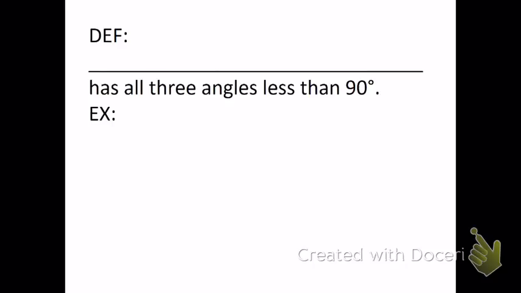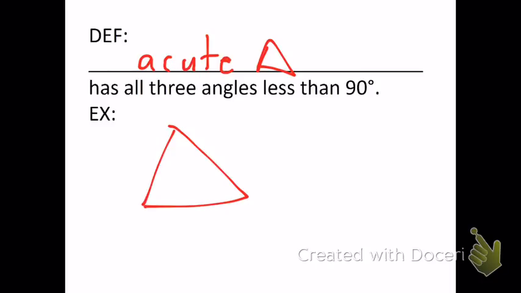Well, what do I call a triangle that has all 3 angles less than 90? Anybody know? Yeah? Acute. Yep, it's an acute triangle. That could be an acute triangle. All angles less than 90.